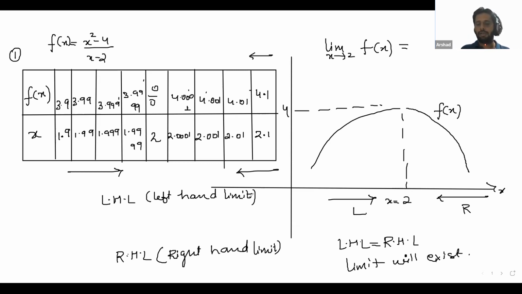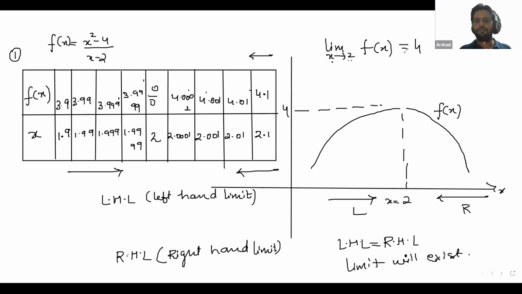But if we check the left hand limit, it is 4, and if we find the right hand limit, that is also 4. So what is meant by this limit? I have already explained it to you yesterday. This means when x is approaching 2, then f(x) is approaching 4. In this case, this doesn't mean that the function has the value 4 at x is equal to 2.